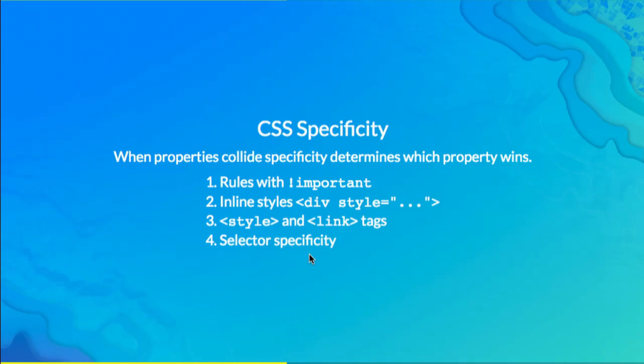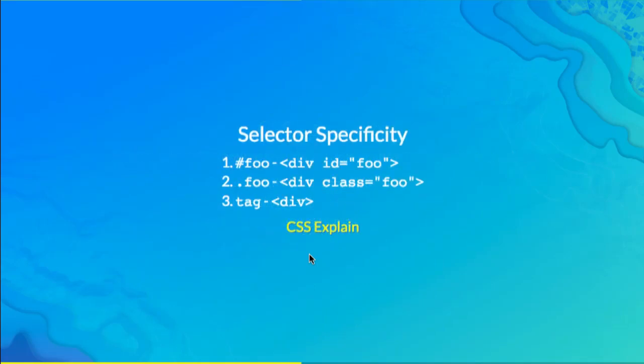So it works kind of in this way. Anything with important wins. It's just done at that point. Anything that you apply on the actual element, div style background red, that wins in that case. Then anything in a style or a link tag, and then in that case it goes by selector specificity. So the selector that's the most specific usually wins. And selector specificity usually goes like this. Anything with an ID wins. Then anything with a class, and then anything with a tag.